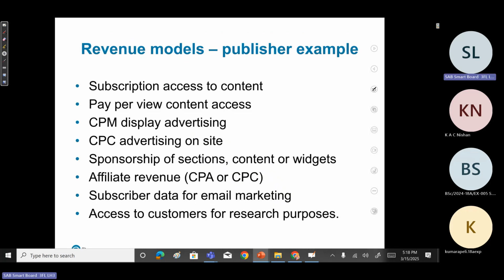Right. Now, I'll be teaching you, if you have a website, how to make money out of it. So please take up this topic: revenue model. This example, revenue model.